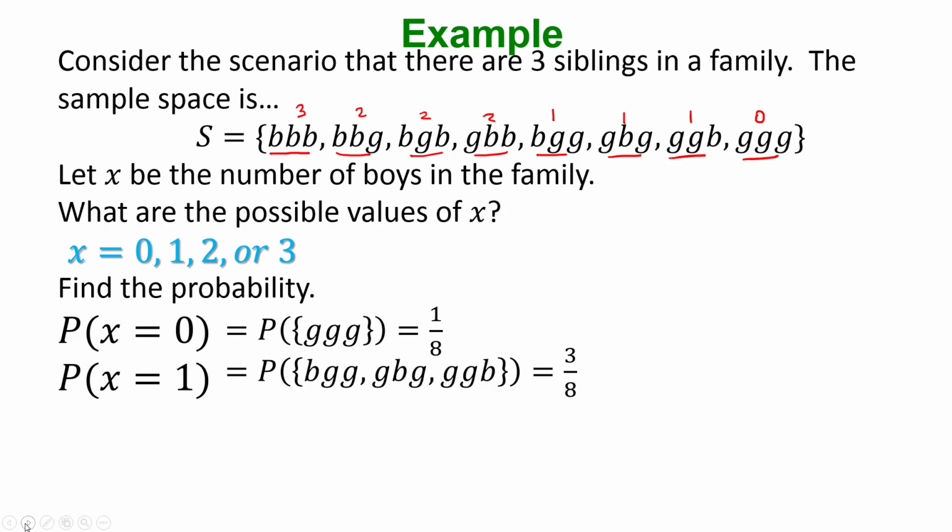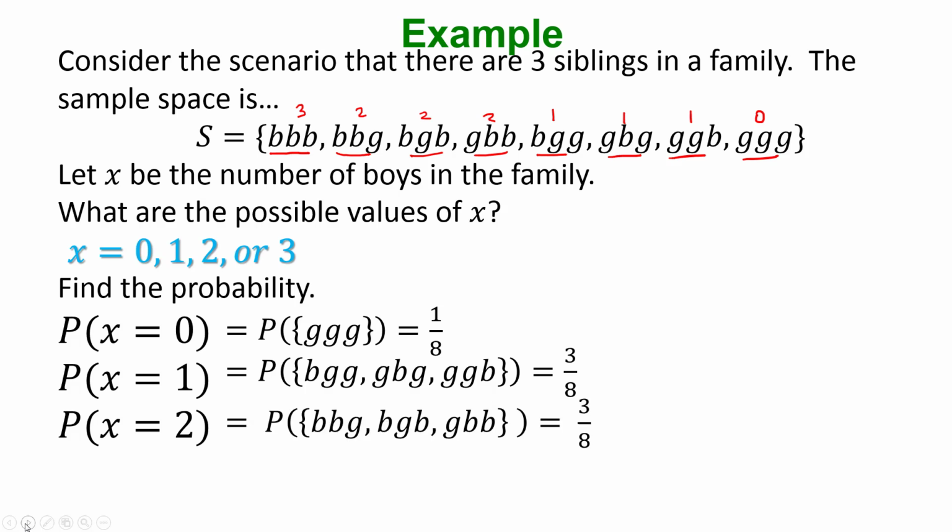What's the probability that the random variable X is equal to 2? 3. Okay. There were 3 outcomes equal to 2. So 3 out of 8 again. And what's the probability that X is equal to 3?